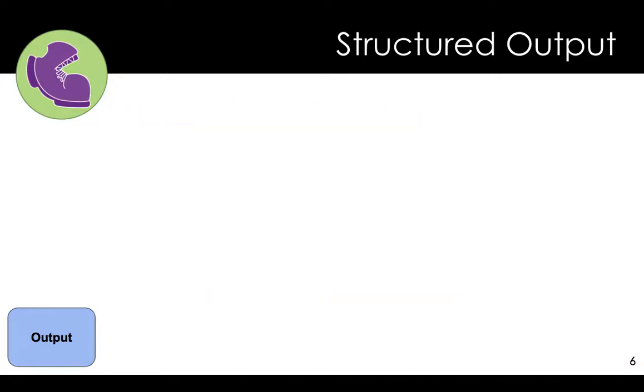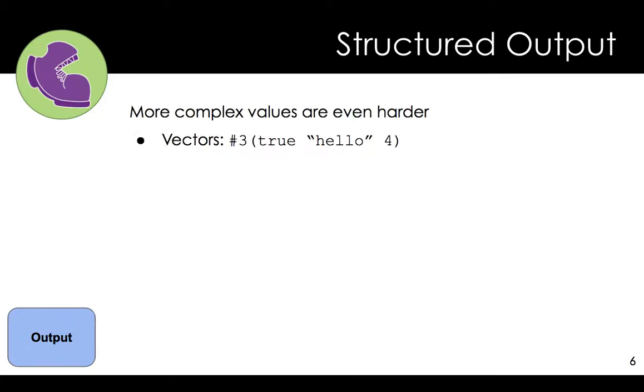But what about more complex output? What about structured output? So for example, our environment has vectors and lists. A VI user who's hearing these vocalized would hear something like "a vector of size 3, true, a Boolean, hello, a string, 4, a number." Or they might hear "a list of length 5, 1, a number, 2, a number," and so on. So how do we arrive at this?